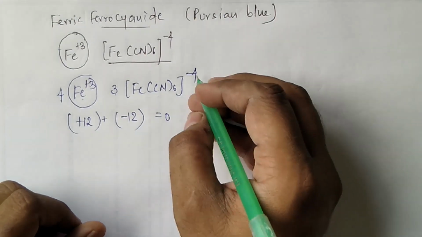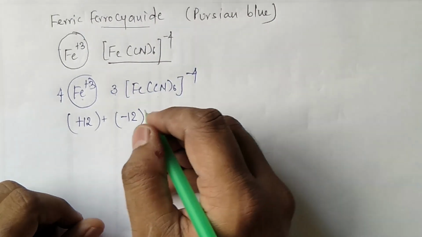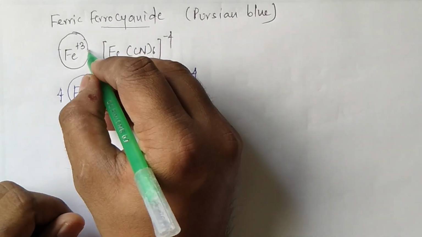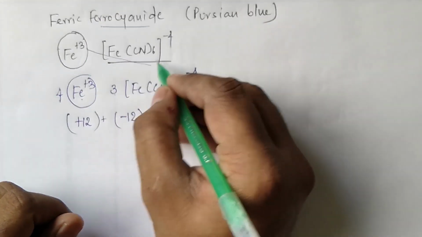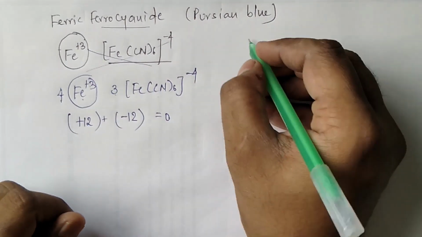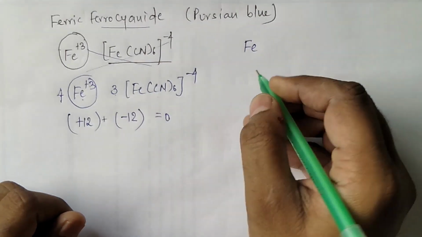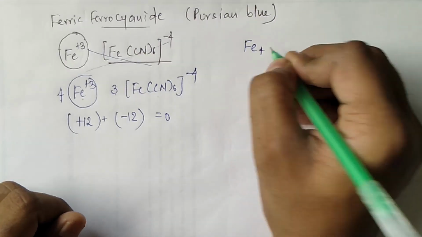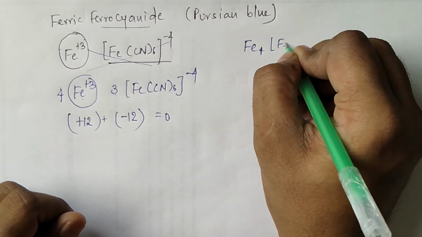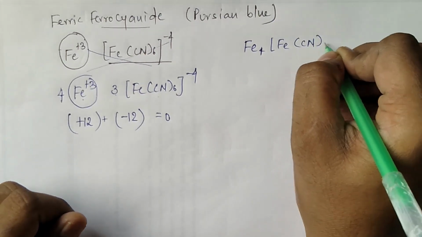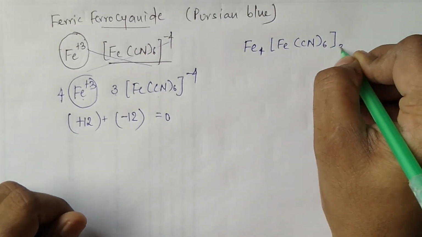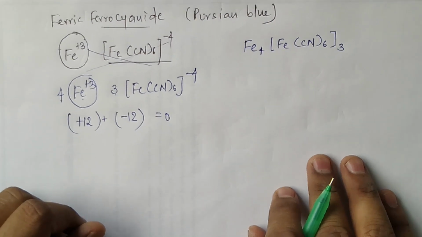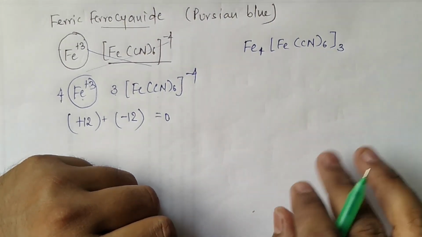Okay. So now let's make the formula. Even by crisscross, we can do the same. 3 will go at the bottom of this, 4 will go at the bottom of this. So the formula ultimately forms Fe4[Fe(CN)6] thrice. Alright, now let's calculate the number of atoms.